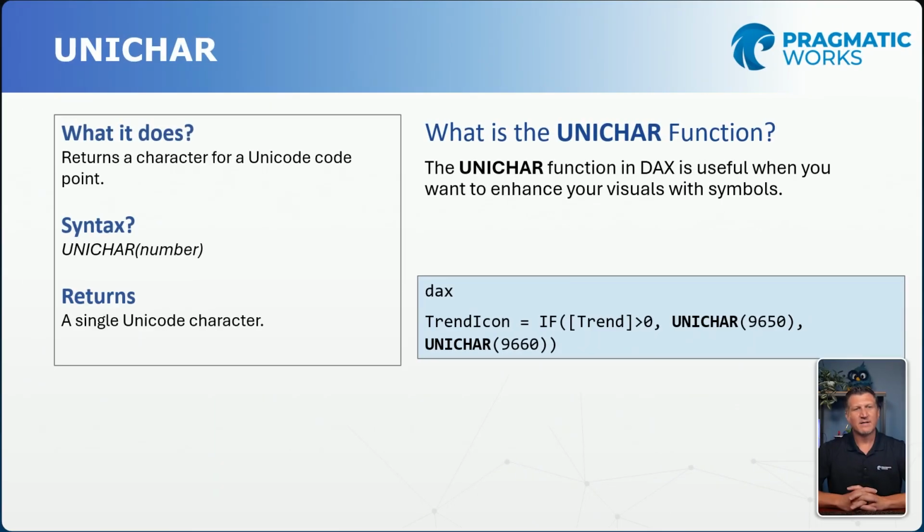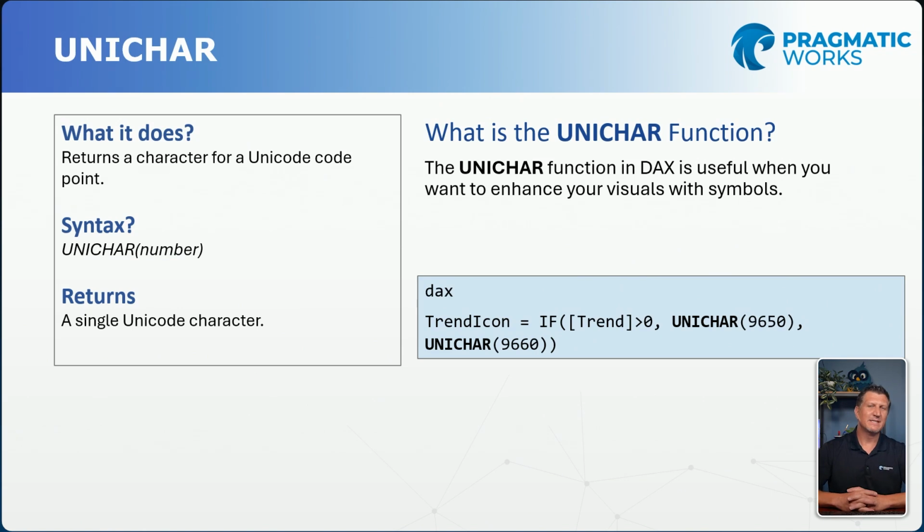We're going to talk about UNICHAR and, in the next module, Unicode. We're going to keep them separate for clarity, but they are certainly related. UNICHAR returns a character for a Unicode code point. That code point is a number, and you can get that number from a simple Google search or many websites out there, including unicode.org. The syntax is UNICHAR followed by the number associated with that character. The return is a single Unicode character.